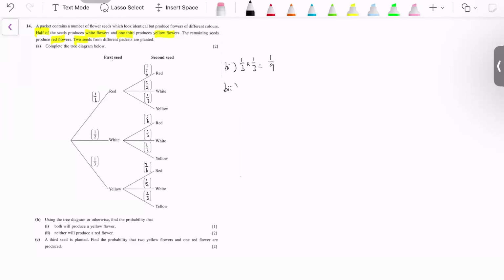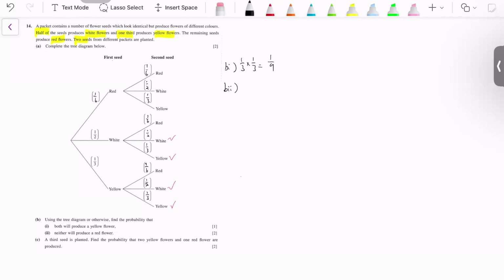Part B, part 2 says that neither will produce a red flower. So basically, neither will produce a red flower. Which means first white, second white; first white, second yellow; first yellow, second white; and first yellow, second yellow. So these four are the ones that we want to find. We just need to find the probability of each of them, and we add them all together.